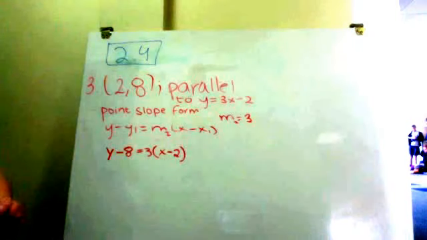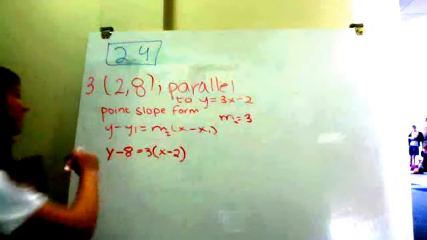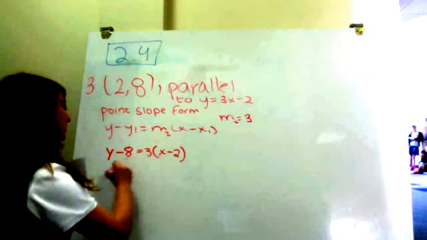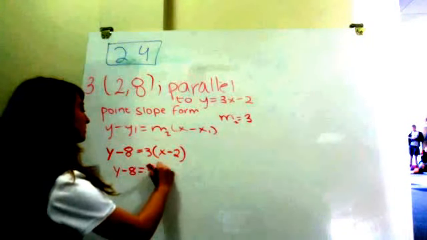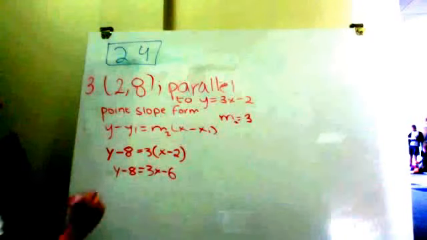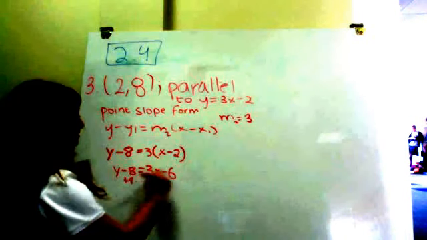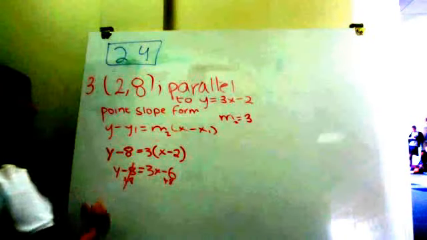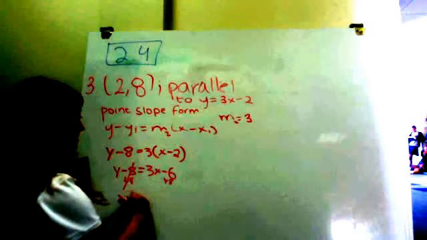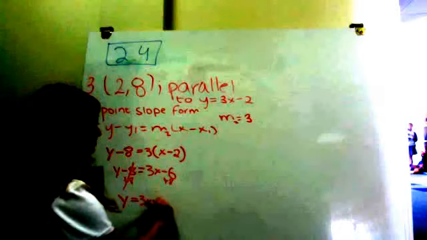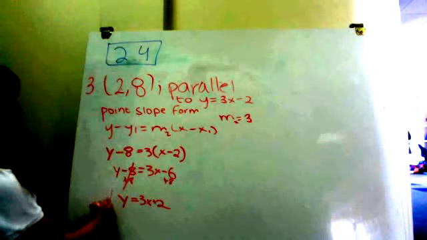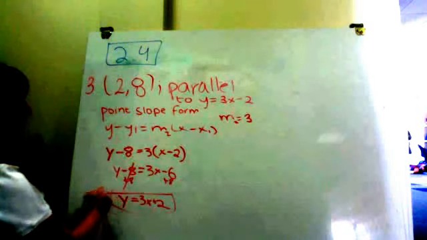So now we just have an equation and need to solve it. First you would distribute the 3. So you have y minus 8 equals 3x minus 6. Then you would just add the 8. So y equals 3x plus 2. And here is your equation.